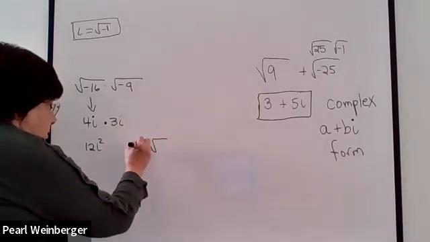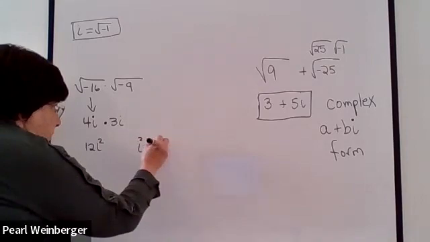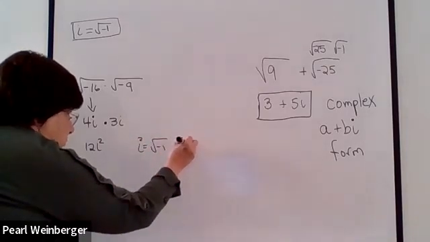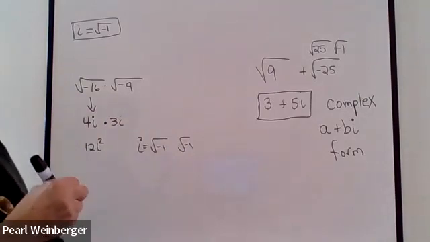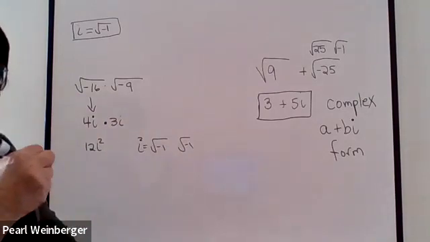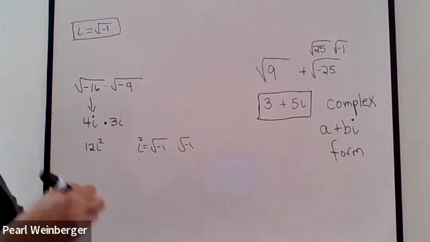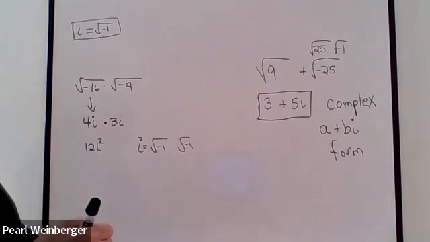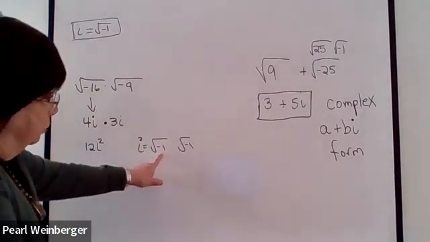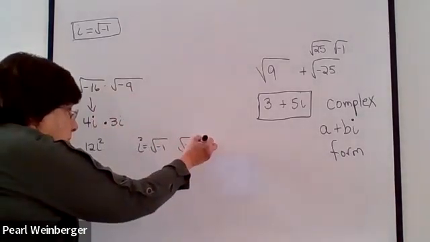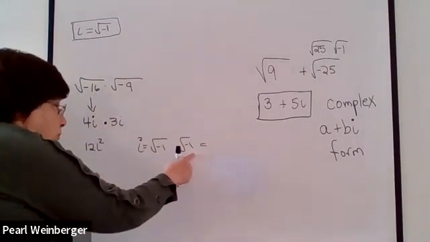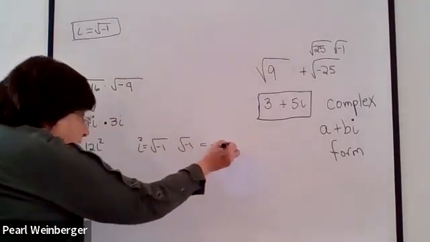i squared means the square root of negative 1 times the square root of negative 1. You're multiplying the square root of negative 1 by itself. Well, what happens when you multiply a number in a radical by itself? What happens when you square a radical? It's going to be the square root of negative 1 times the square root of negative 1, which is just negative 1.